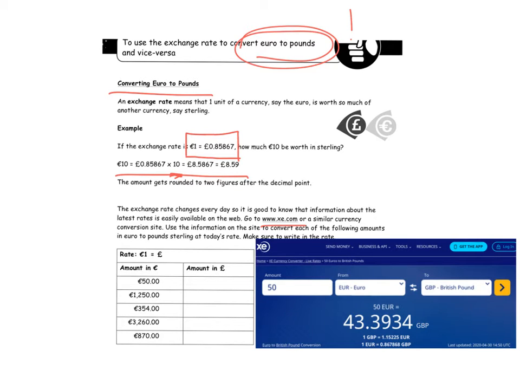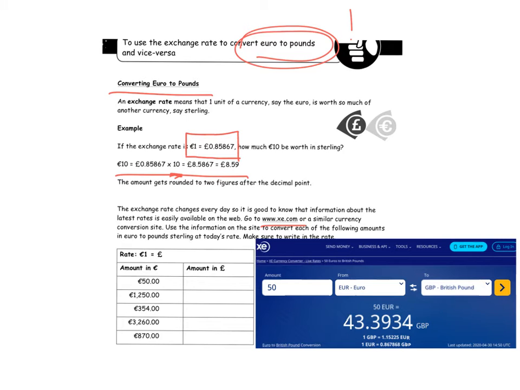Okay, so if you go to the website, first of all, we need to type the amount of money we want to convert. So this is our 50 from here. Then from what currency? You press in here, and you need to scroll down and find euros. You will see lots of different currencies, and then you need to press here to get British pound, and then the yellow button, and it will convert it for you.